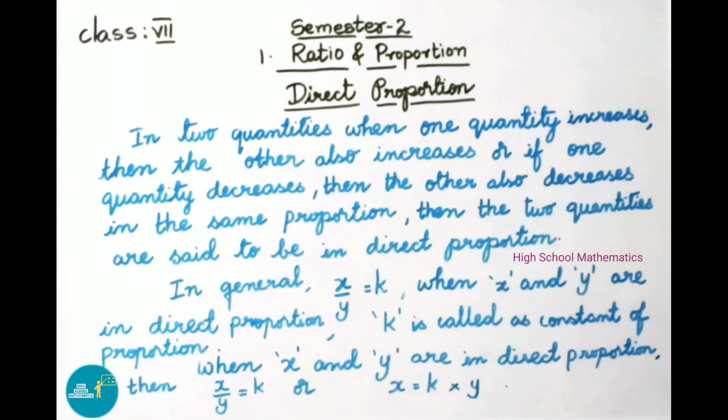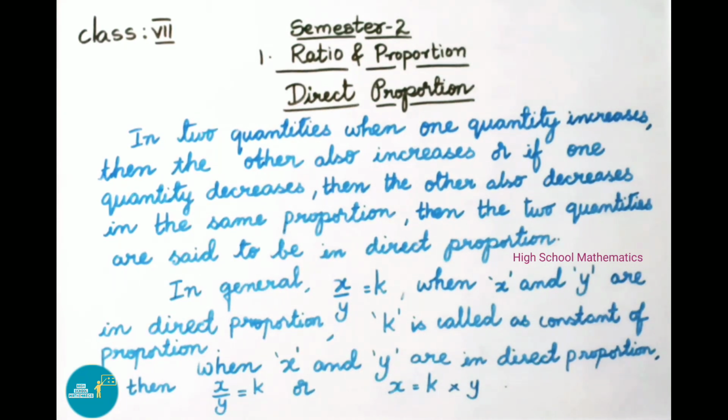Suppose, let us take an example. Cost of a pen is 10 rupees. Cost of 5 pens is then 50 rupees. Suppose, if the number of pens we have increased, then cost also increases. Then number of pens and cost both are in direct proportion.